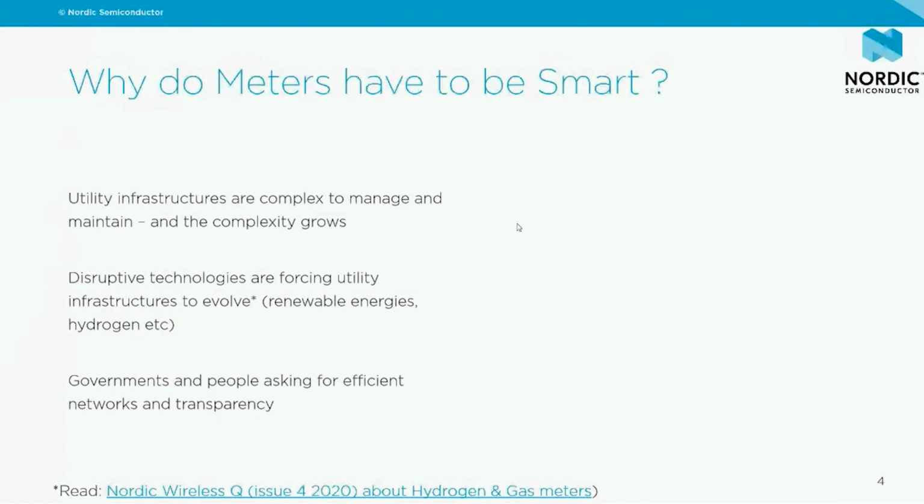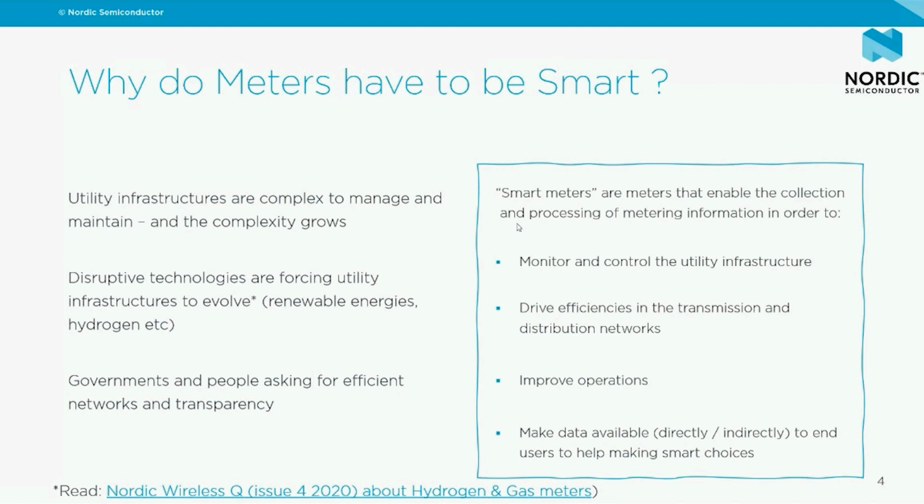than before. And when we talk about smart meter, we talk about meters that enable the collection and processing of all this metering information, so it can help send all the data to monitor and control the utility infrastructure itself, and help improve efficiency in data, energy transmission and distribution networks. And then, for sure, make more data available, both directly and indirectly, to the end user, to help the end user make smarter choices on how they use their energy or how they choose to use their mix of energy sources that they have available.